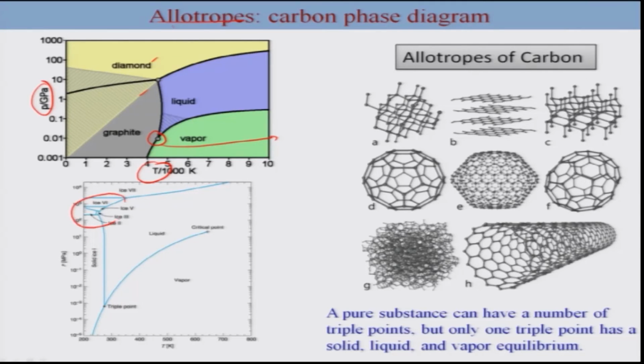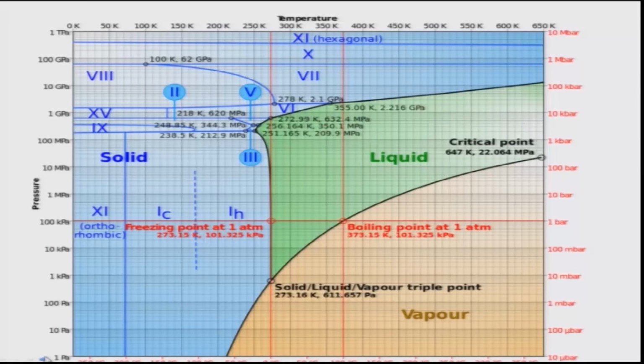So, ice has various different forms, which are represented as 1, 2, 3, 4 and so forth. It has a triple point 1, but it has many other triple points as well. So, let me pay a little more attention to this and explain here. This is a more complex diagram, pressure and temperature. This is again your triple point.